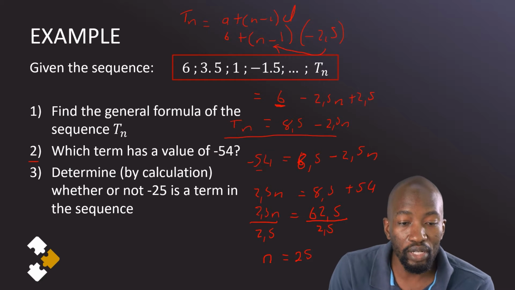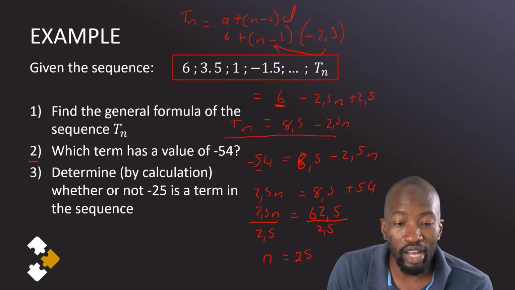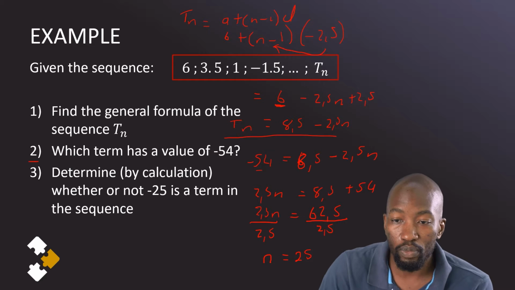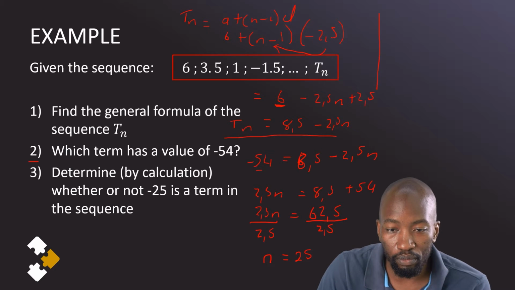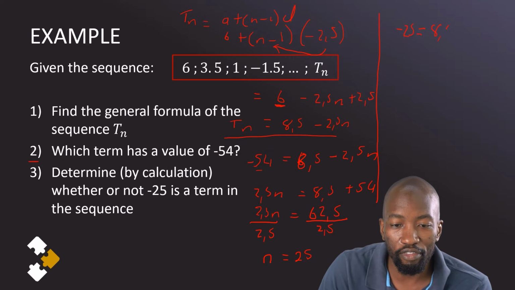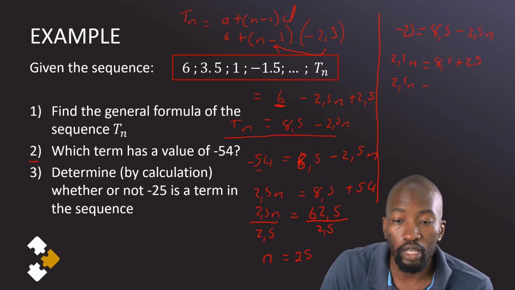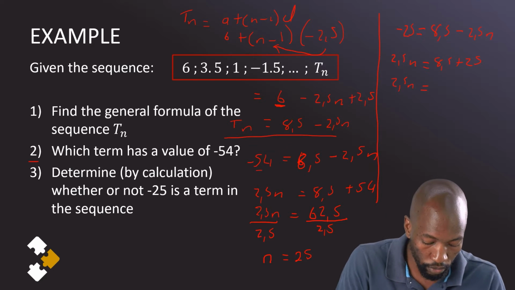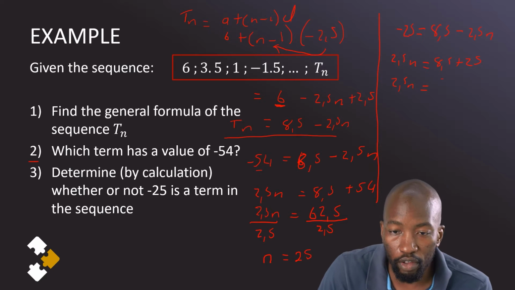Determine by calculation whether or not minus 25 is a term in the sequence. So all we'll do is we'll say minus 25 is equal to 8.5 minus 2.5n. Then we have 2.5n is equal to 8.5 plus 25. Then 2.5n is equal to, let's check that on our calculators, 25 plus 8.5, which gives us 33.5. Then we divide both sides by 2.5.